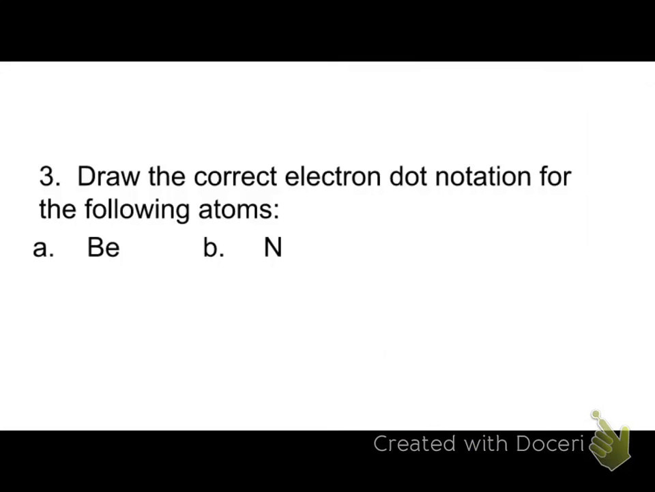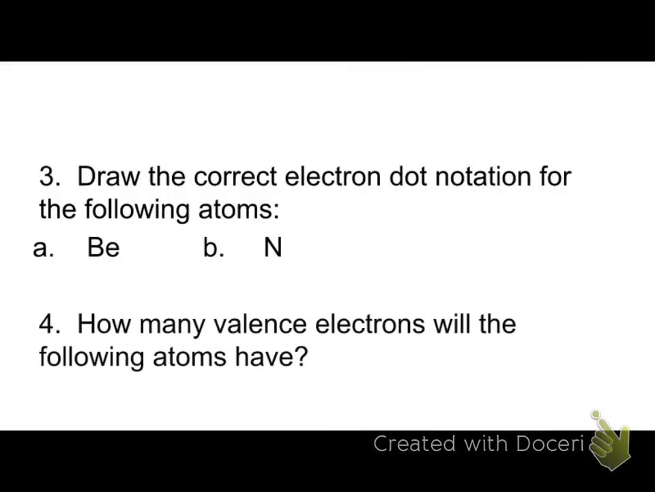And the last question, real similar to this one. How many valence electrons will the following atoms have? You have silicon, you have chlorine, you have sodium to do. So how many valence electrons will the following atoms have? You just have to write how many it has. And when you're done with that, I'll collect it, make sure your name's on it.